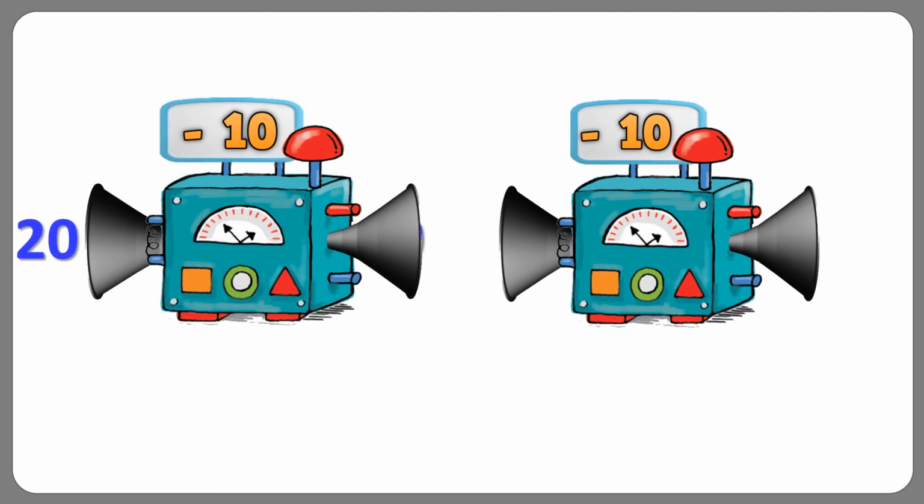So again, we're taking away tens. 20 is going to go in. What's going to come out at the end? Okay, here we go. 20. Take away 10 is 10. Take away 10 and out comes 0. Well done if you've got it right.